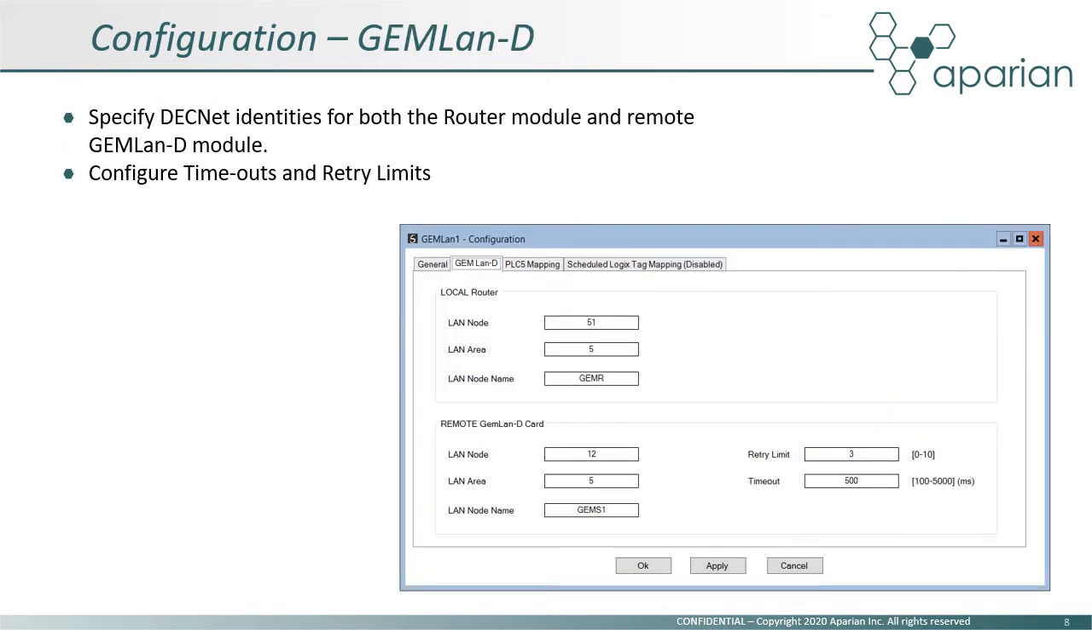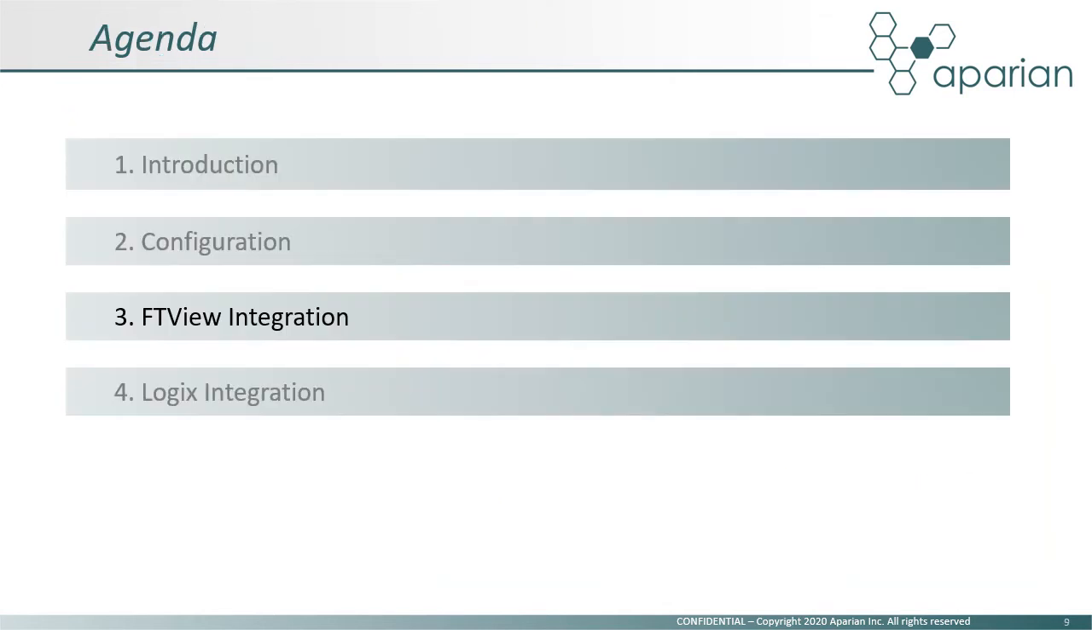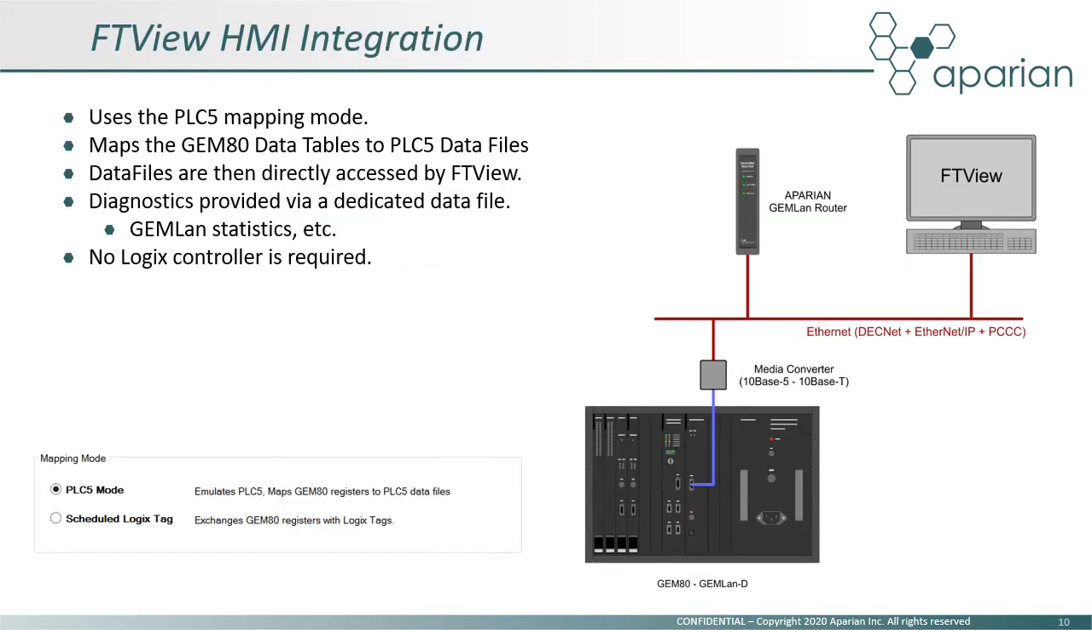The GEMLAN-D section of configuration allows the user to configure the local and remote nodes of the GemLan Ethernet network, which is used to select the target GEMLAN-D communication card and GEM80 PLC. Next, we discuss how the GemLan router is configured for FTView, allowing the HMI to exchange data with the GEM80 PLC. When interfacing the FTView HMI to the GEM80 PLC, the GemLan router must be used in PLC5 mapping mode.